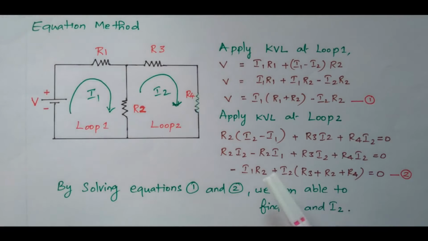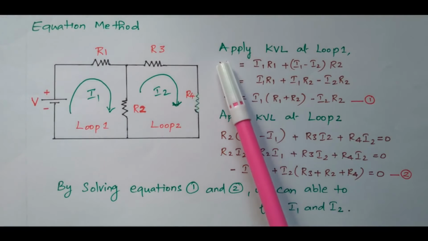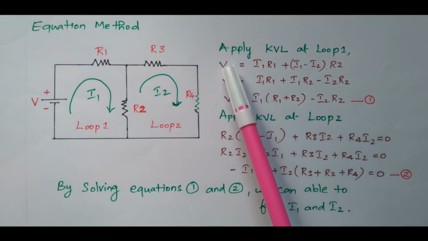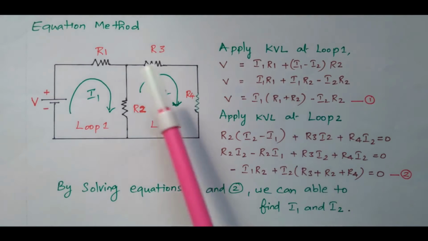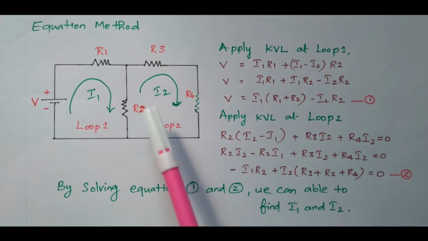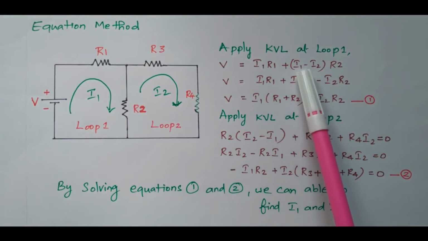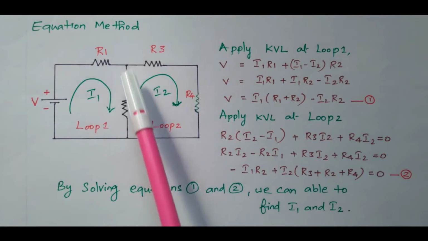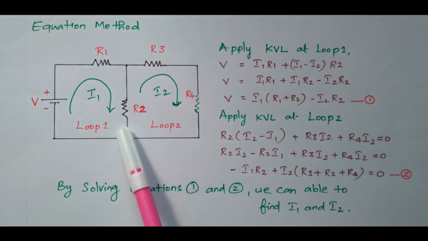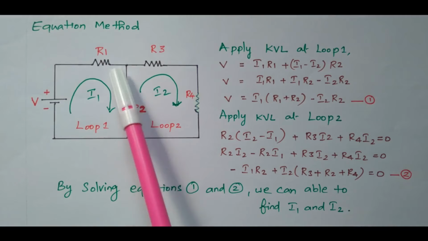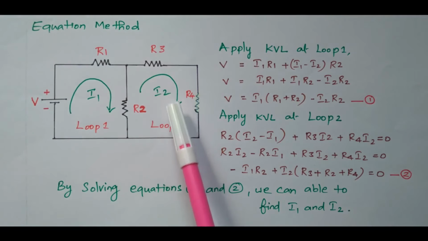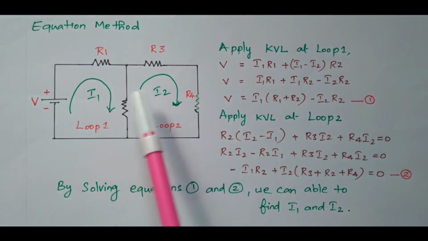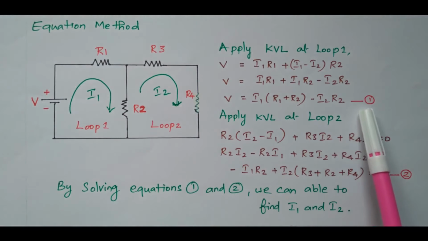Right. So based on Kirchhoff's voltage law, potential rise equals potential drop. Potential rise is V. Potential drop across R1 is I1 R1. Potential drop across R2 is (I1 minus I2) into R2, because R2 is connected between loop 1 and loop 2. So both I1 and I2 are flowing, but the directions are opposite. I1 is flowing downwards, I2 is flowing upwards. So I1 minus I2 current is flowing through R2. After simplification we got this equation number 1.